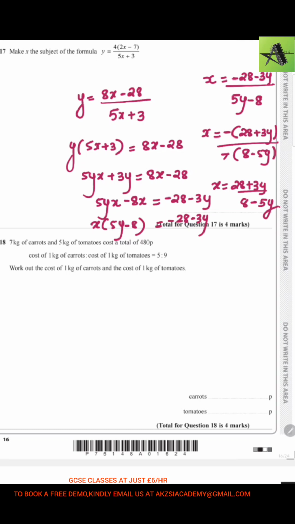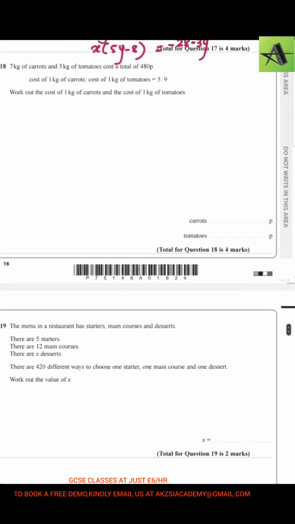Moving on to the next question. It says 7 kg of carrots and 5 kg of tomatoes cost a total of 480 pence. The ratio of the cost of 1 kg of carrots to the cost of 1 kg of tomatoes is 5:9. Work out the cost of 1 kg of carrots and the cost of 1 kg of tomatoes.